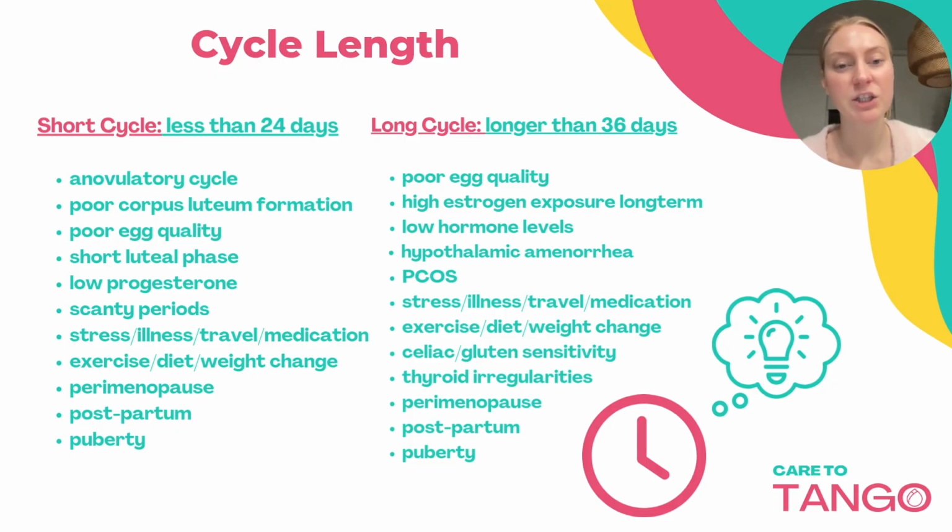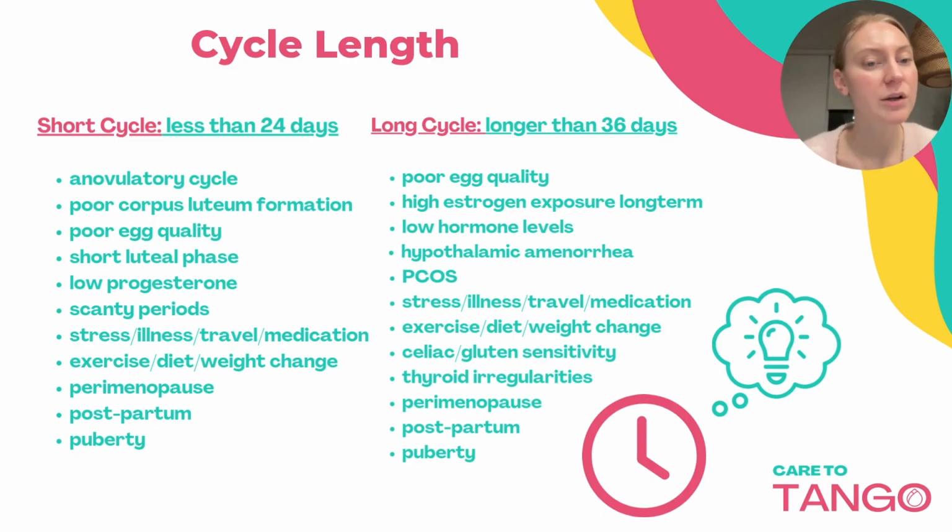Going a little bit deeper into cycle length, some things that we can see with shorter cycles, less than 24 days, are anovulatory cycles, so you're not ovulating in that cycle. We could see poor corpus luteum formation, poor egg quality, a short luteal phase, less than 10 days, low progesterone levels, a scanty light period. Possibly this could be due to stress, illness, travel, or medications, exercise changes, diet changes, and weight changes. You could be in perimenopause, you could be postpartum, or just at the start of puberty.